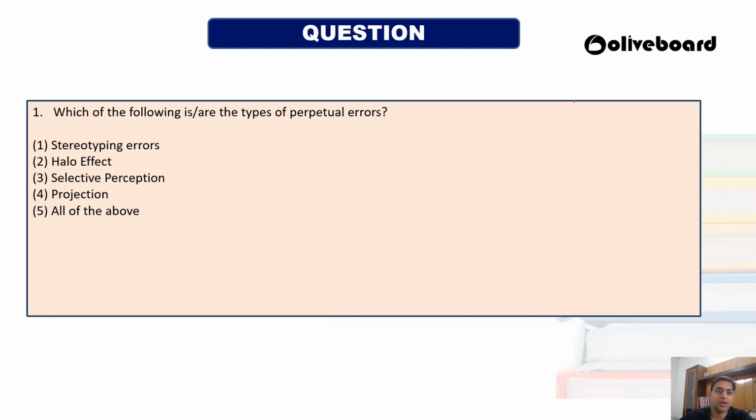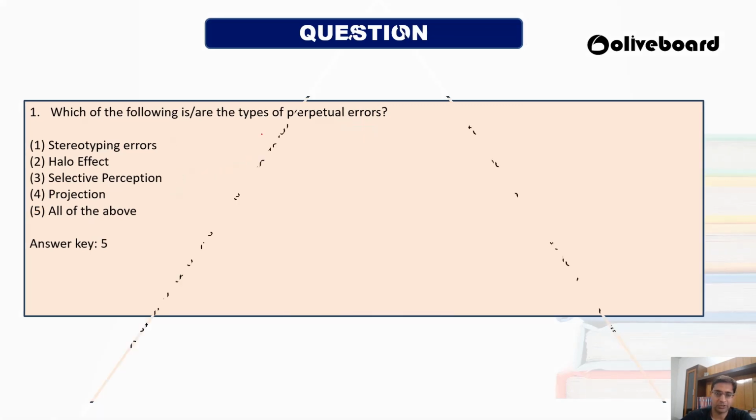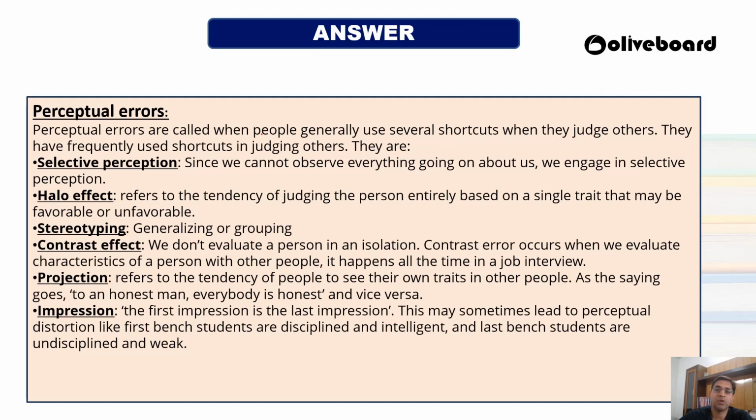So question number one is, which of the following are the type of perceptual errors? Whether it is stereotyping error, halo effect, selective perception, projection, or all of the above. For this, the answer is 5, that is all of the above. These all are the perceptual errors. So what is the meaning of perceptual error?